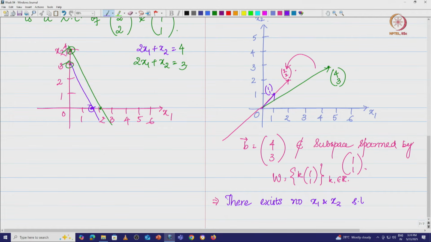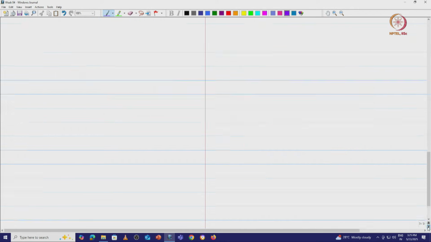Such that (4, 3) can be expressed as x1 into (2, 2) plus x2 into (1, 1), right. This cannot happen at all because that is not in the subspace. Now, what do we do? The question still says, look, solve for x1, x2. We have not deviated from this question at all: solve for x1, x2.